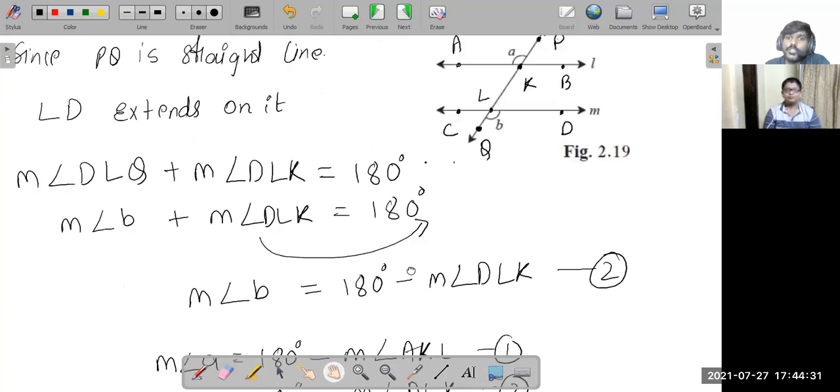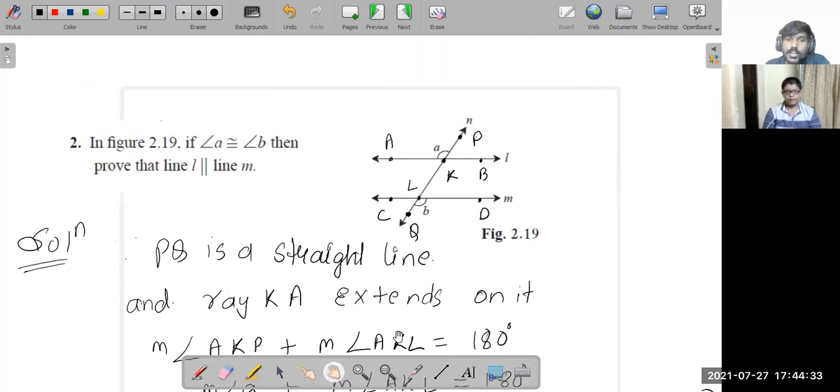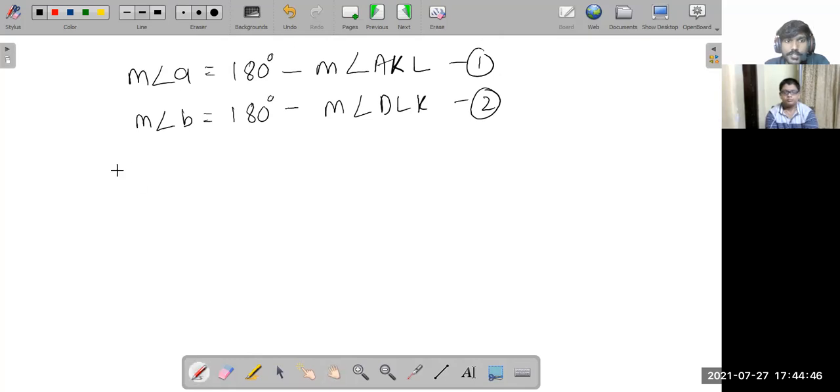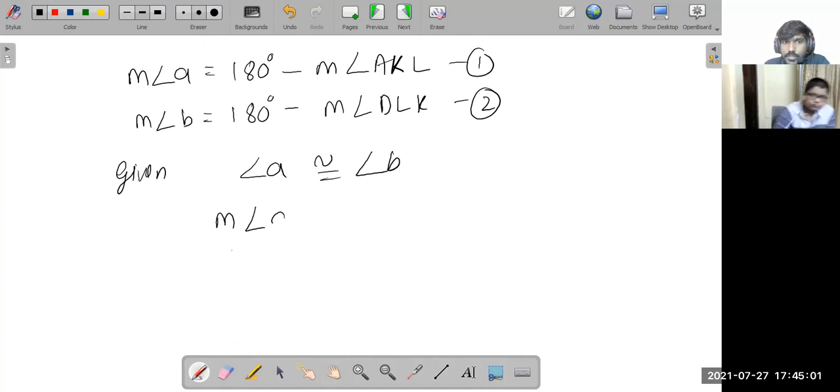Now, what is given in the question? I'll come back to the question. It is given angle A and angle B are congruent to each other. So coming back to this, given angle A is congruent to angle B. This is given, correct? So since the angles are congruent, their measures will be equal. Measure angle A will be equal to measure angle B.